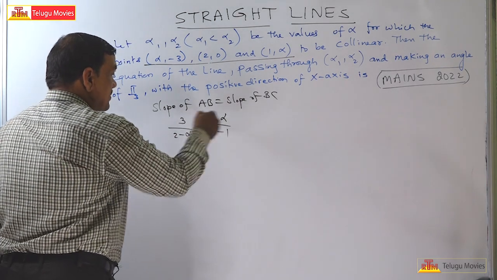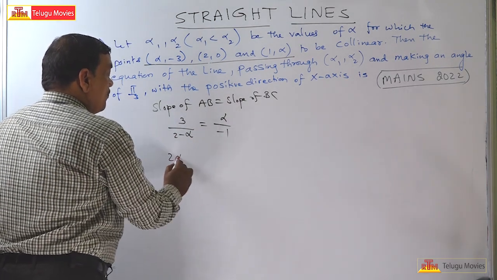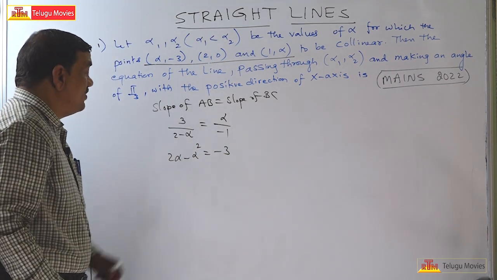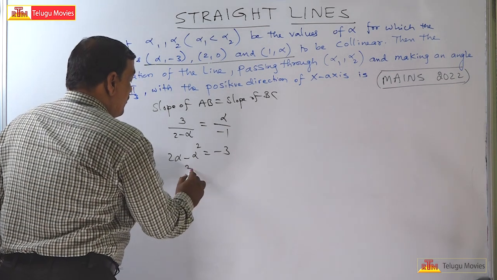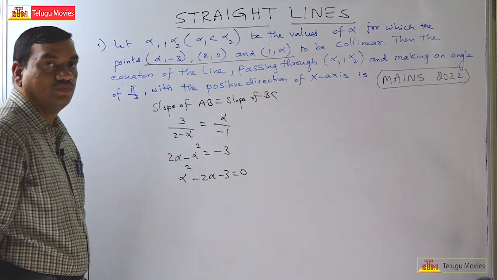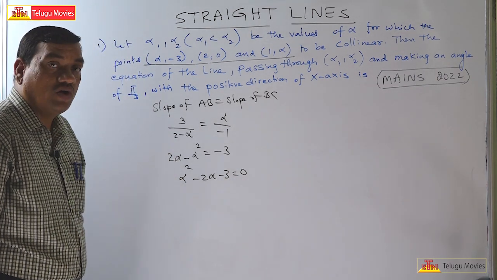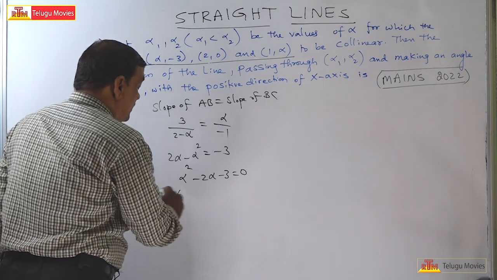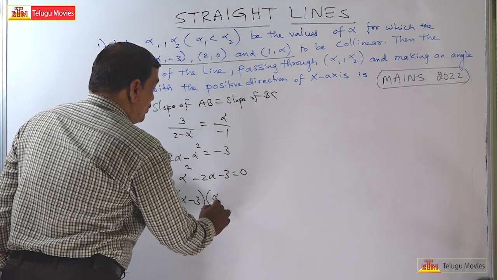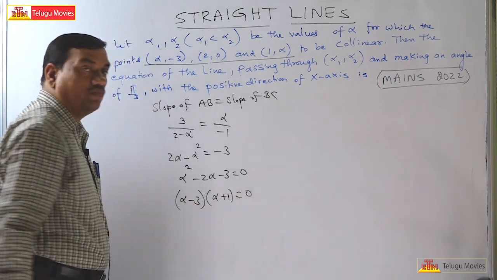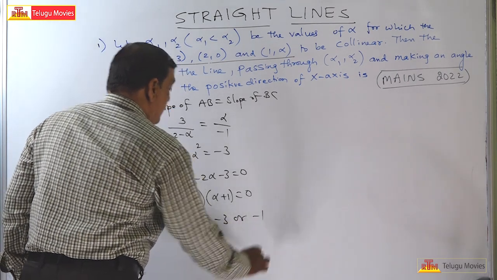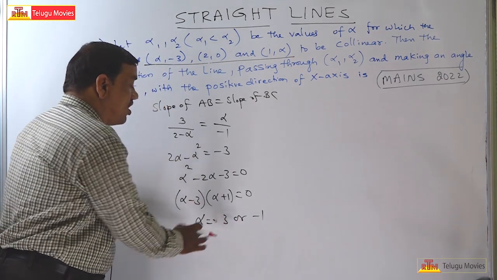Cross multiplying, you get 2 alpha minus alpha square is equal to minus 3. So we get a quadratic equation, alpha square minus 2 alpha minus 3 is equal to 0. The factors are clearly (alpha minus 3) into (alpha plus 1) is equal to 0. Therefore, alpha is equal to 3 or minus 1.